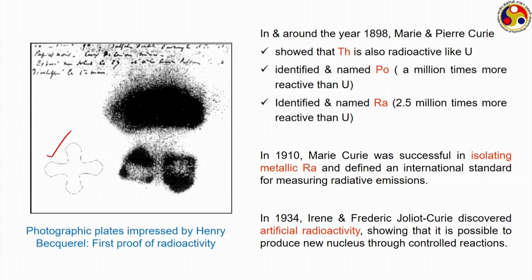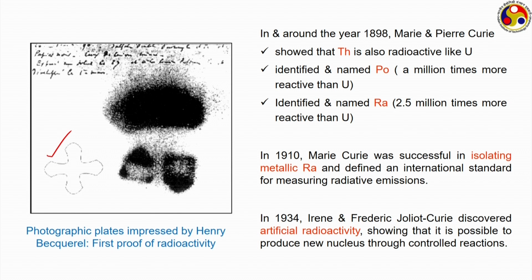Only in 1934, Irene, the daughter of Pierre and Marie Curie, along with her husband Frederic Joliot-Curie, discovered the phenomenon of artificial radioactivity. It is believed that Irene and Frederic Joliot-Curie discovered the subnucleonic particle neutron before James Chadwick in 1932, but they were not able to characterize it properly, and Chadwick received the Nobel Prize.